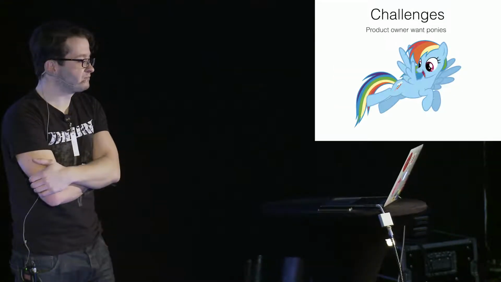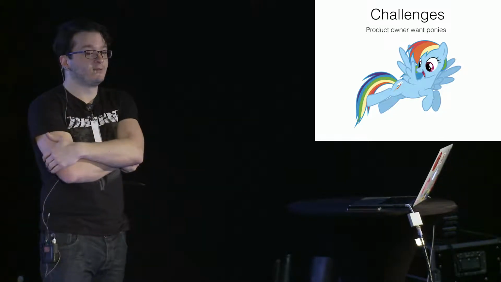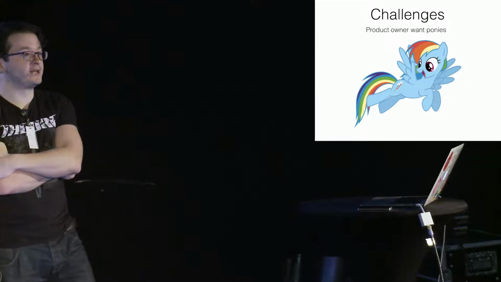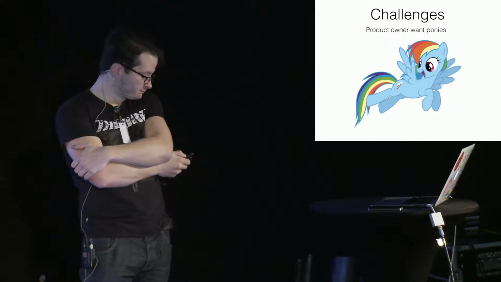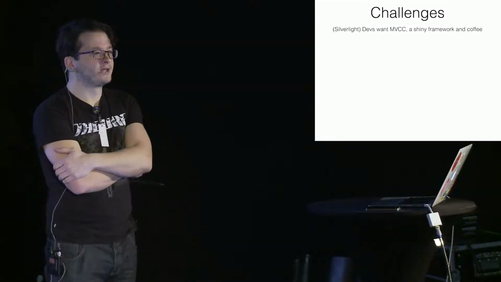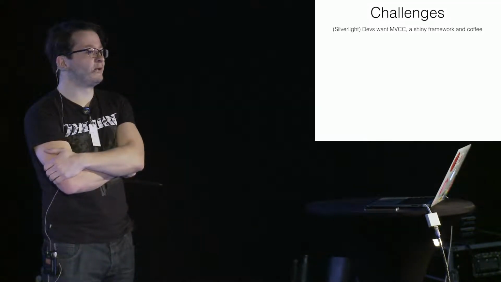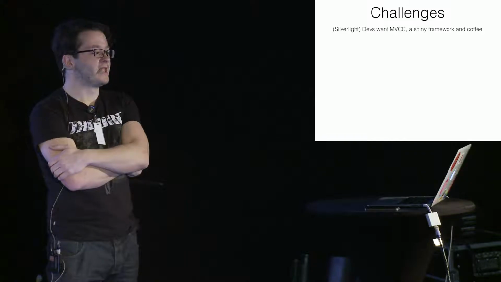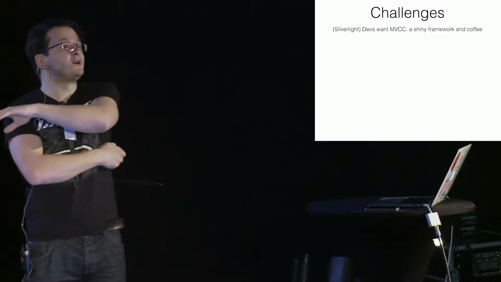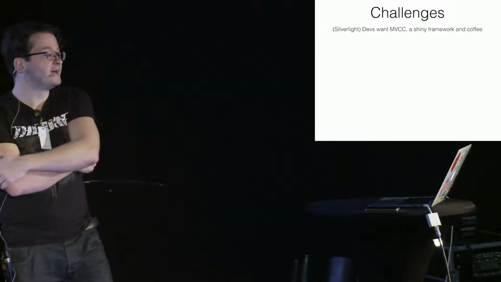One of the challenges is that product owners want ponies. I'll explain what I mean by that later, but they always want ponies. They're like little school kids: I want a pony for Christmas. And the problem is the Silverlight devs all want to do everything with MVCC. MVC, what? That's multi-version concurrency control. That's not the one I wanted at all. I wanted MVVM. Never mind, we'll pretend the acronym's not wrong and move on.